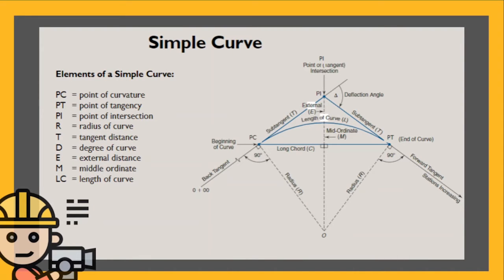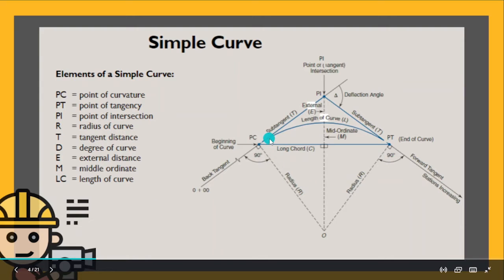Elements of a simple curve. PC or point of curvature, it is located at the beginning of the curve here. PT, point of tangency, it is located at the end of the curve here. PI, point of intersection, it is the intersection of the two tangent lines. Here, this is the PI. And then the radius of the circle, R, here.